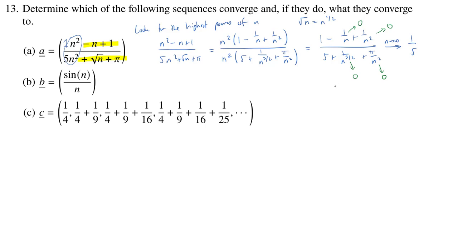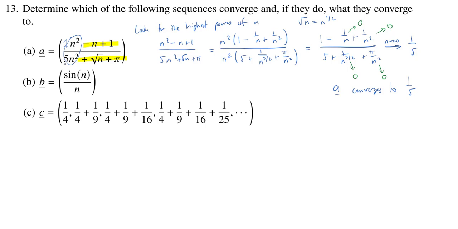And therefore, A bar converges to 1/5. Now let's look at B. So you have two pieces here: the sine of n on top and n on the bottom. One of the most common mistakes here is somebody looks at the sine of n and they might think, oh, that's an alternator. It goes between -1 and 1.